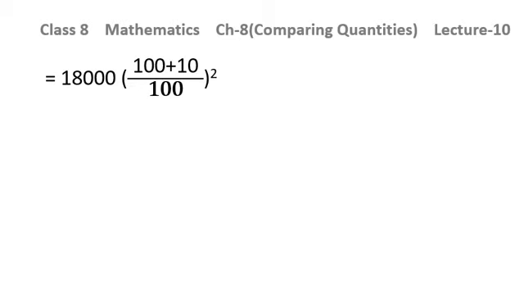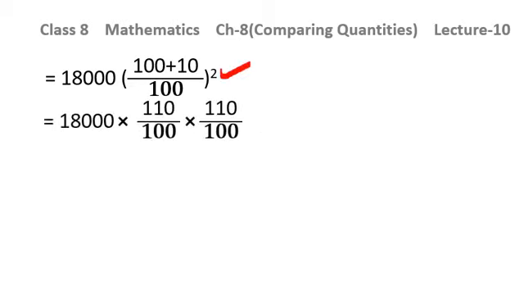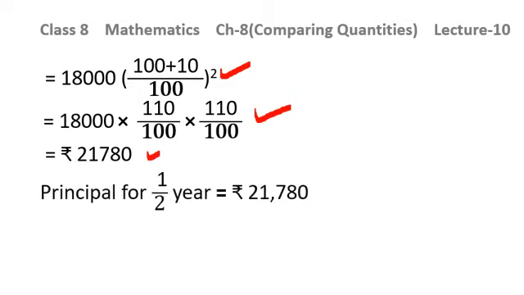As I told you that we need to calculate the amount for 2 years first. Then solving it further, it will be 18,000 into 110 over 100 into 110 over 100. Then it will be 21,780. And this is the amount for 2 years. Now this amount for 2 years will be the principal for half year. So this will be the principal now for half year.